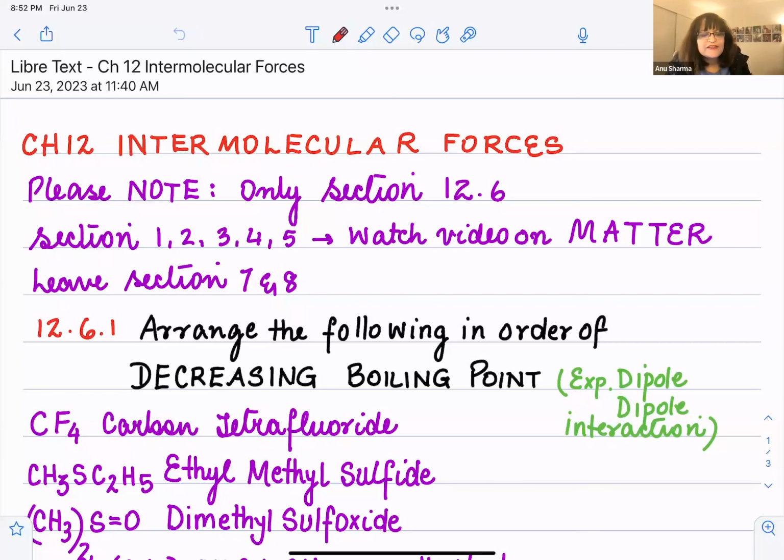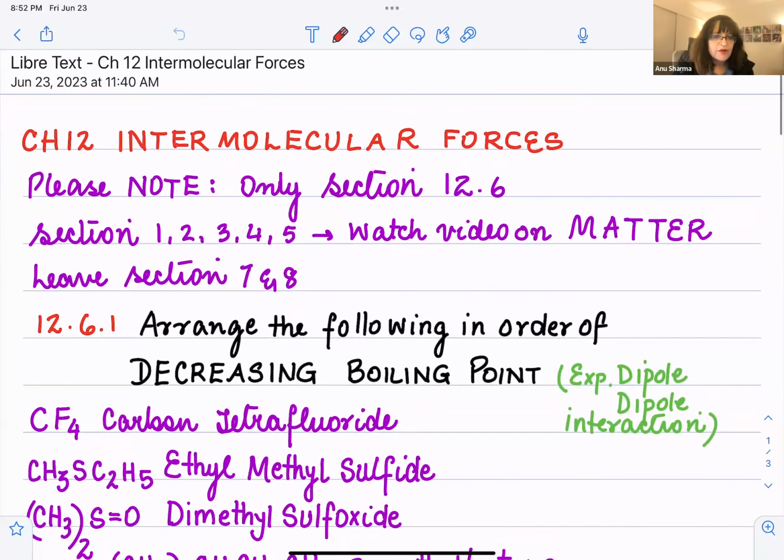Hi, guys. Okay, so let's look at the exercise problems from chapter 12, Intermolecular Forces. Please make a note of one thing. Sections 1, 2, 3, 4, 5 are on matter, which we have discussed earlier in the semester. So for those parts, you can just watch the videos and take notes. You're going to leave sections 7 and 8, which deal with the structure of solids and then the phase diagrams, which are beyond the course for Chem 30A and Chem 92.